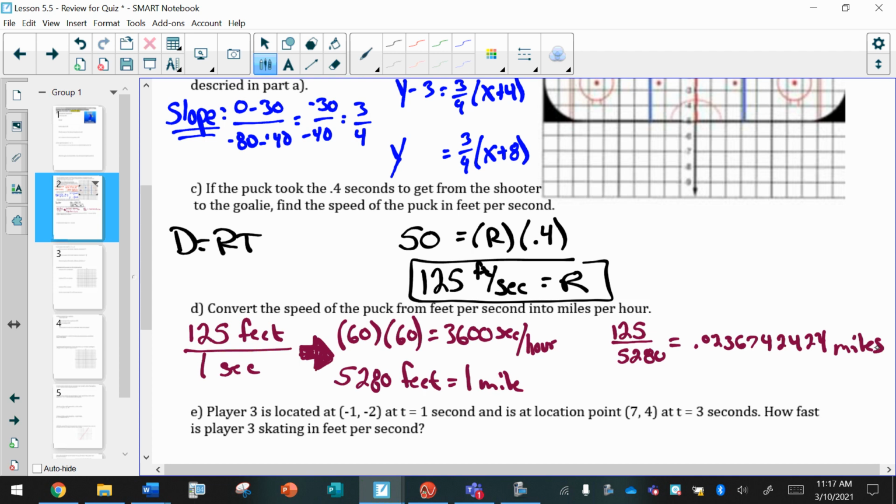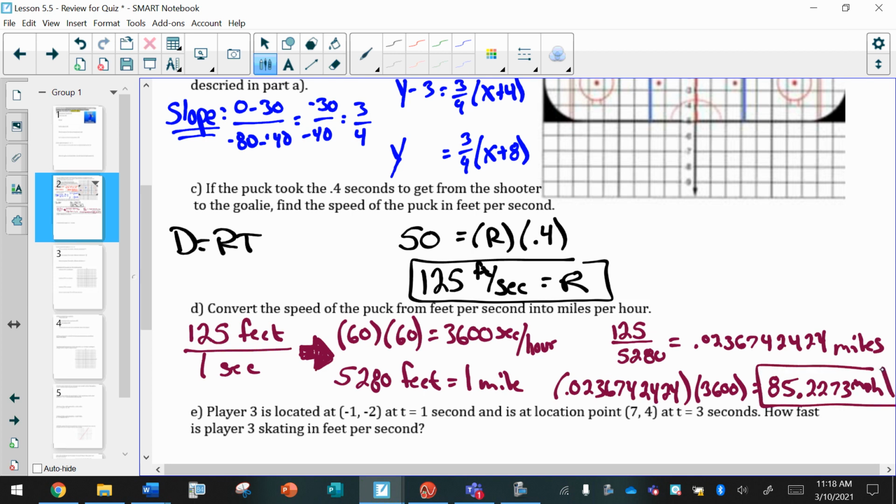We need miles per hour. So miles per hour takes our 0.0236742424 miles for every 3,600 seconds, which means for every hour. And we end up with 85.227272727, so 85.2273 miles per hour.